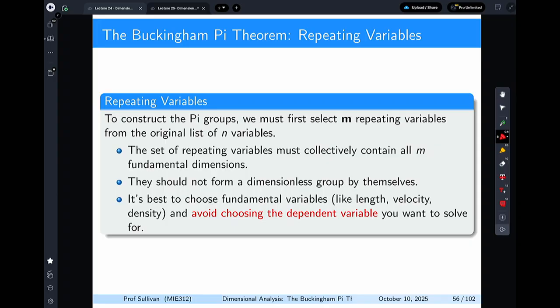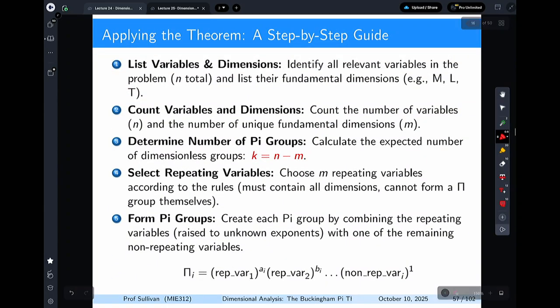So if you choose length, you get length. Velocity, you get time. And density, you have mass. And those are all unique to each other. That's a helpful way to start out all of these things. So you don't want to have something like viscosity, because it's going to combine with everything and make things worse.